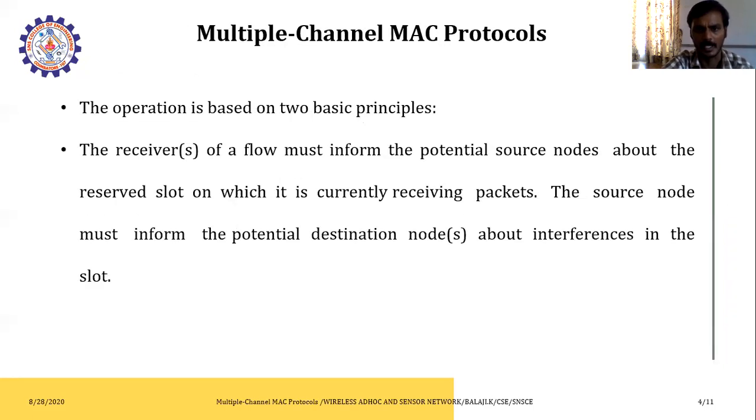When you come to the operation involved in the multi-channel MAC protocol, there are 2 major principles involved. The receiver of a flow must inform the potential source node about the reserved slot on which it is currently receiving the packet. Then the source node must inform the potential destination node about the interference in the slot.